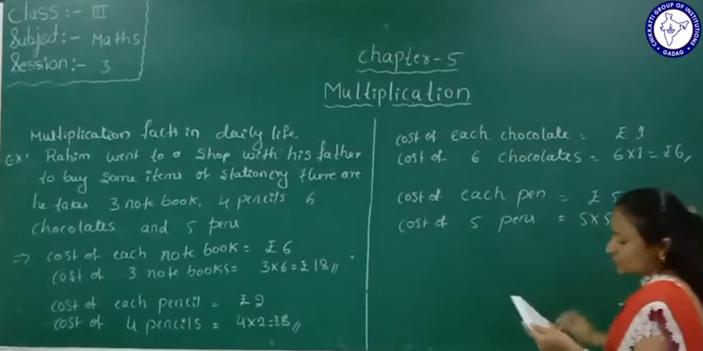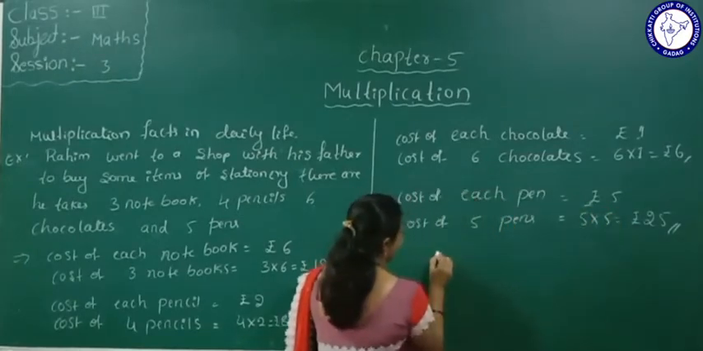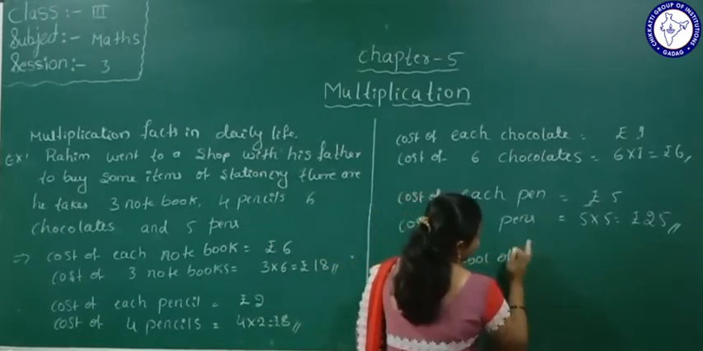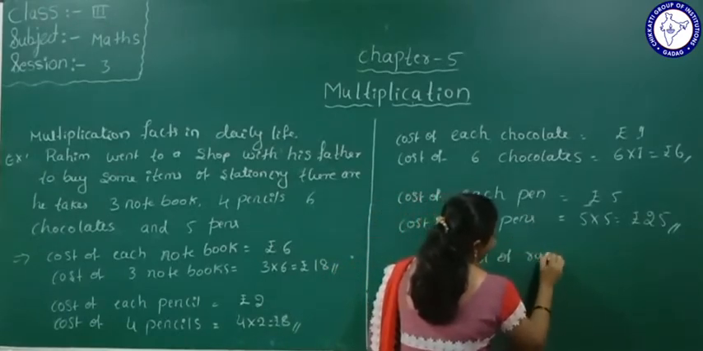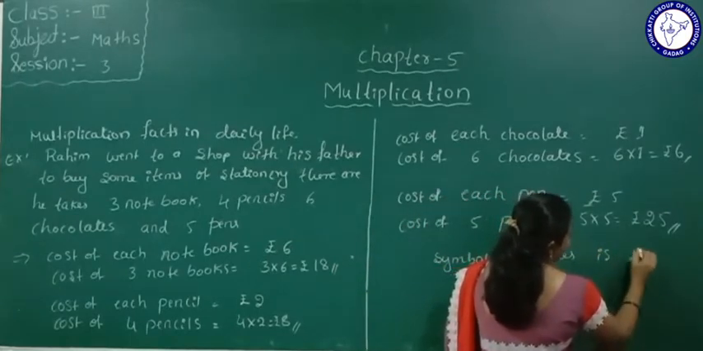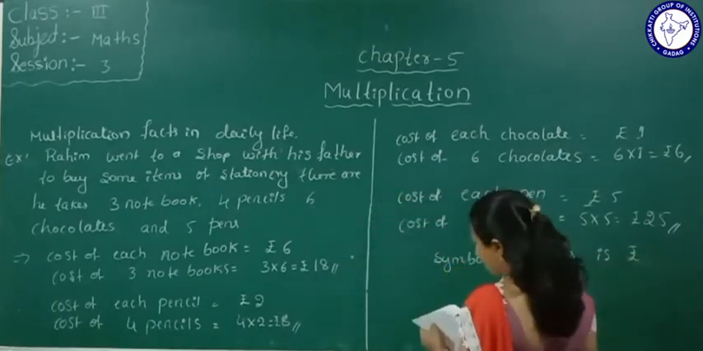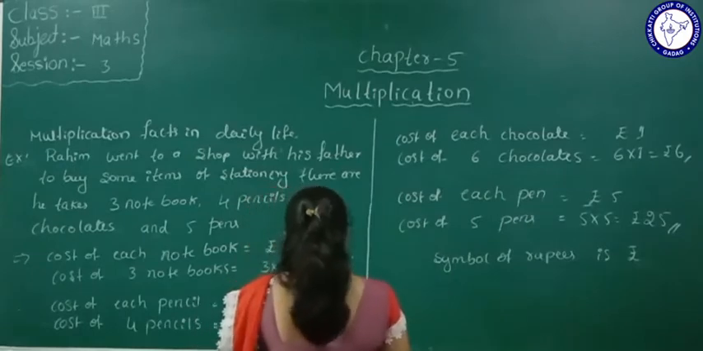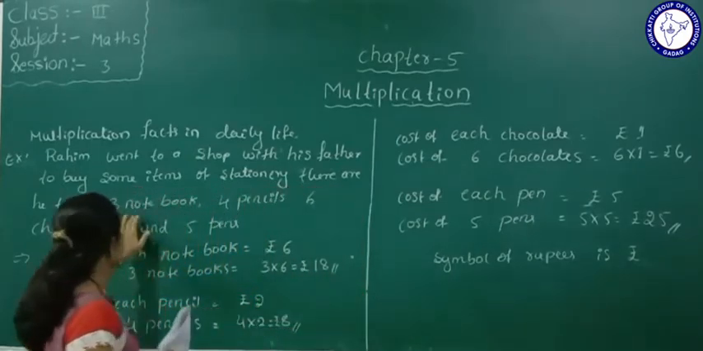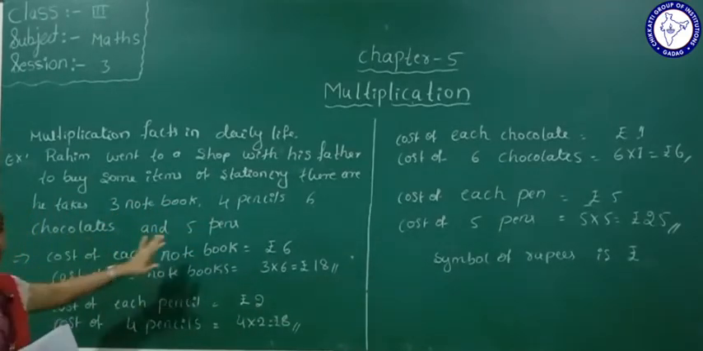Okay, here, students, what can we call this? The symbol of rupees. We can call this the symbol of rupees. Here, students, the totals are given: 3 notebooks, 4 pencils, 6 chocolates and 5 pens.